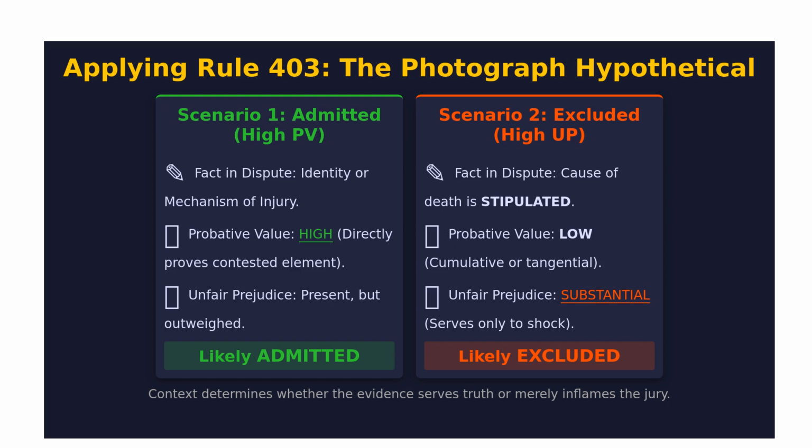Scenario 2. The defense readily stipulates that the victim died from a gunshot wound, and the cause of death is undisputed. In this situation, the photograph's only remaining function is to shock the jury and inflame their emotions. It has low probative value relative to the undisputed fact. Because the danger of substantial unfair prejudice vastly outweighs this marginal value, the judge should exclude the photo. The key takeaway is context. The same piece of evidence yields different results depending on what facts remain genuinely contested.